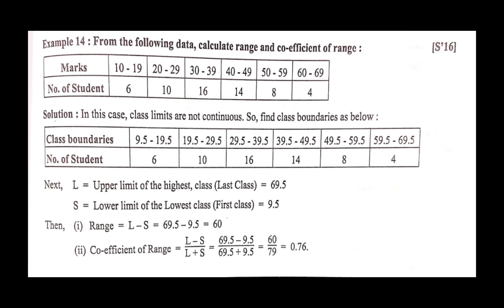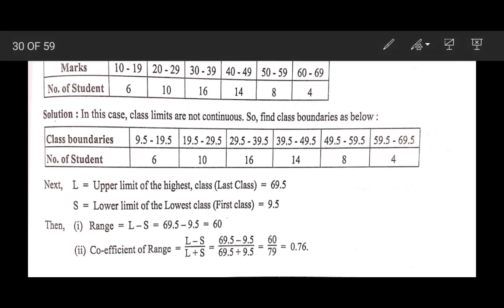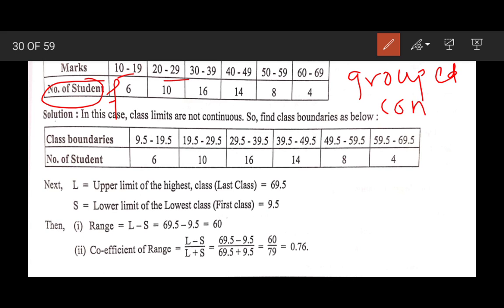Now this is the sum. The question is, from the following data, calculate range and coefficient of range. So here again frequency is given, number of students means f. So frequency is given, therefore it is grouped data. Now here class interval is given and hence it is continuous data. So grouped continuous data.